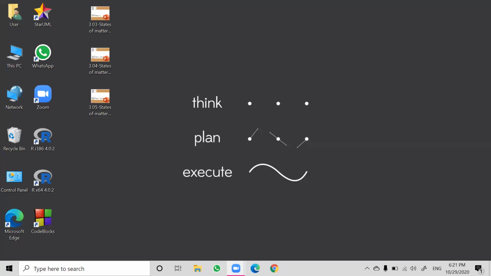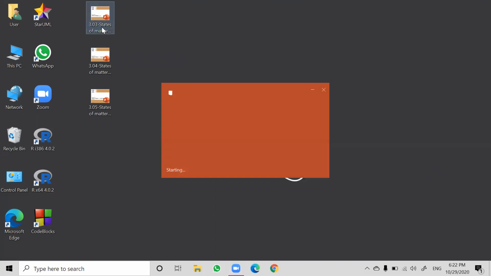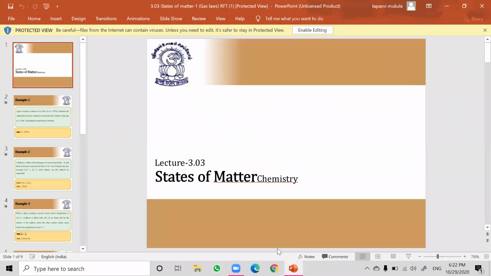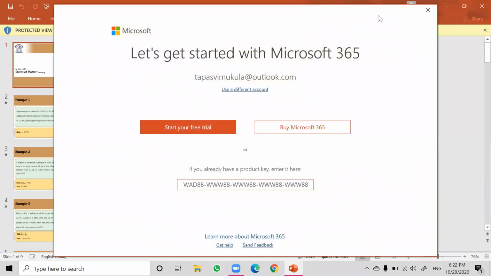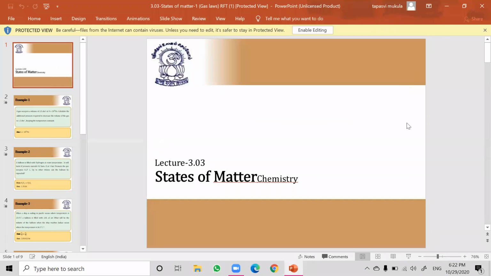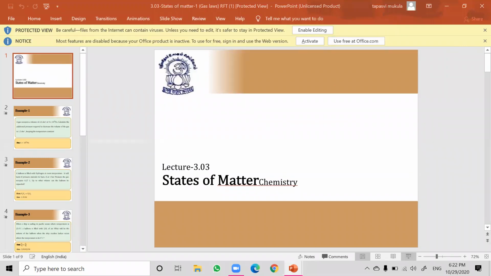In the first lecture, we didn't get time to do numericals. So now we are going to do numericals in this chapter based on gas laws. After that, we'll discuss a new topic. We have numericals now, so we are going to discuss that.